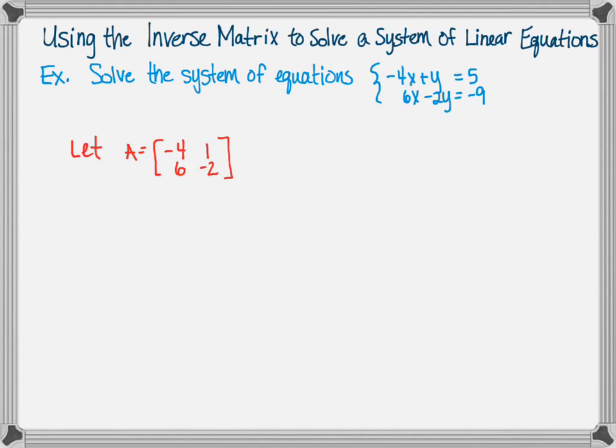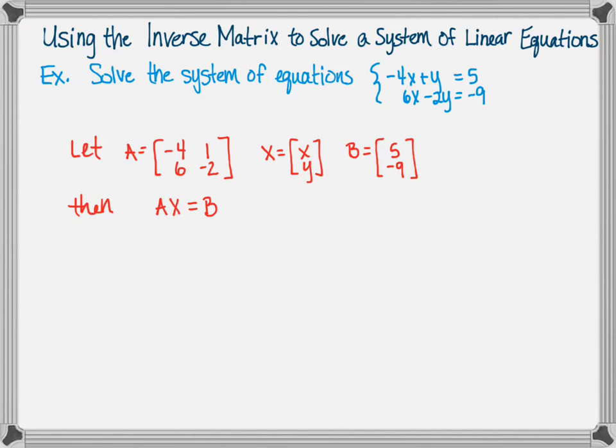We can form matrix A by using the coefficients on the left-hand side, and we are assuming our system's in standard form. So here, matrix A will have the coefficients of x and y in the first equation, and then the coefficients of x and y in the second equation. So negative 4, 1, 6, negative 2. Then we can have a matrix X that is representing the variables, so x and y in this case. And then matrix B will contain the elements on the right-hand side of our equation, our constants, 5 and negative 9.